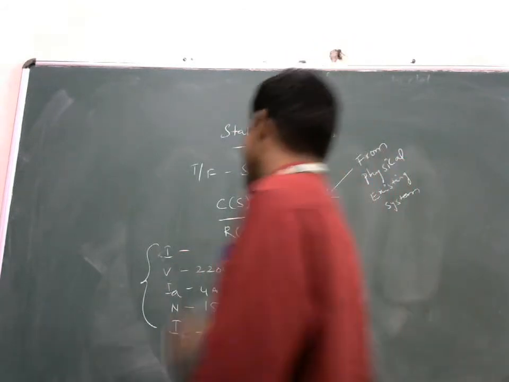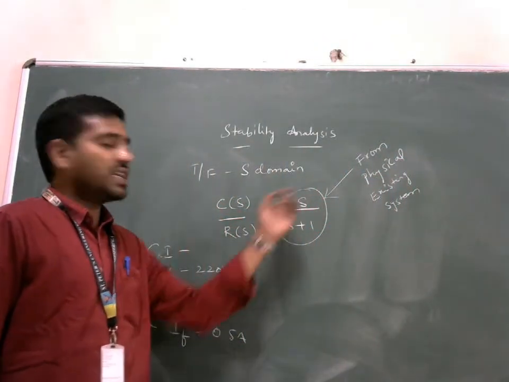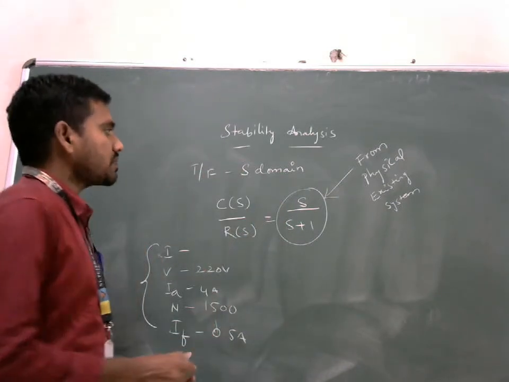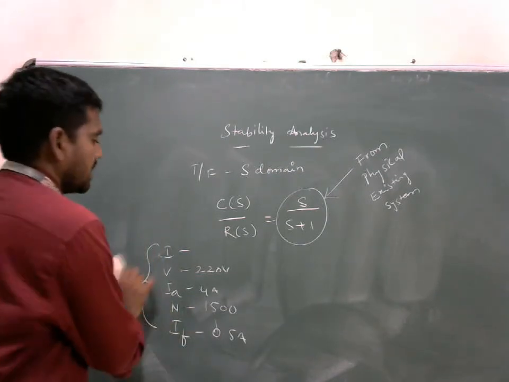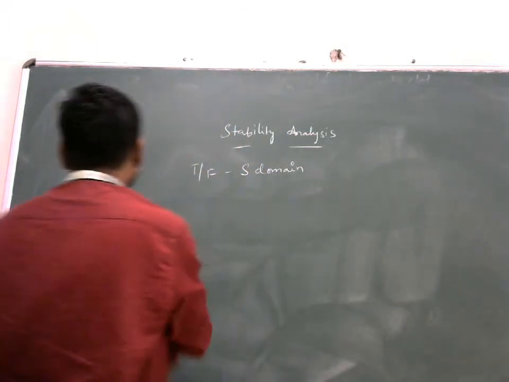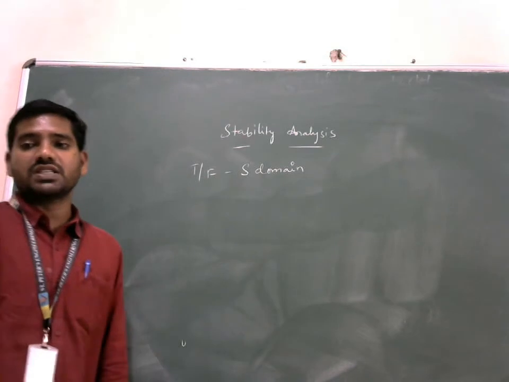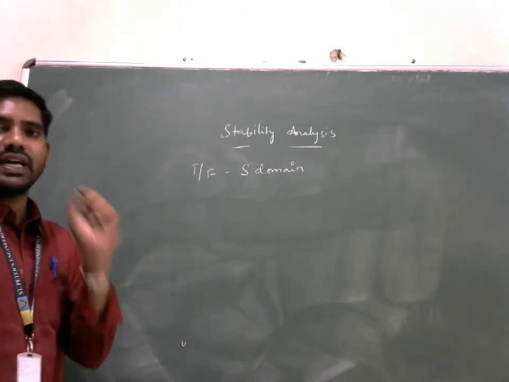These are all parameters that are considered, and finally they give a transfer function to us, and then they ask us whether the system is stable or unstable. This is the S domain. If it is the S domain, it is compulsorily a transfer function, definitely a transfer function analysis. The transfer function analysis is useful only for linear time invariant systems.